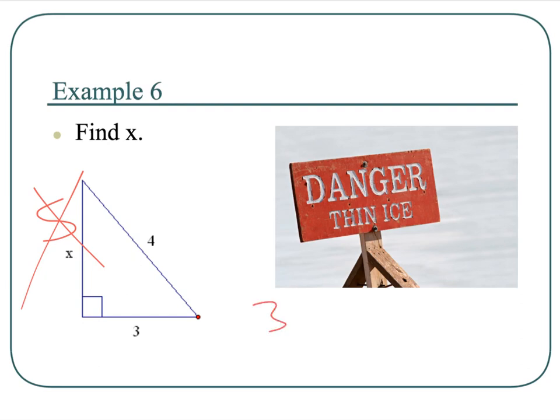I would have to Pythagorean theorem this one out. X squared equals 4 squared. So I get 9, 16.